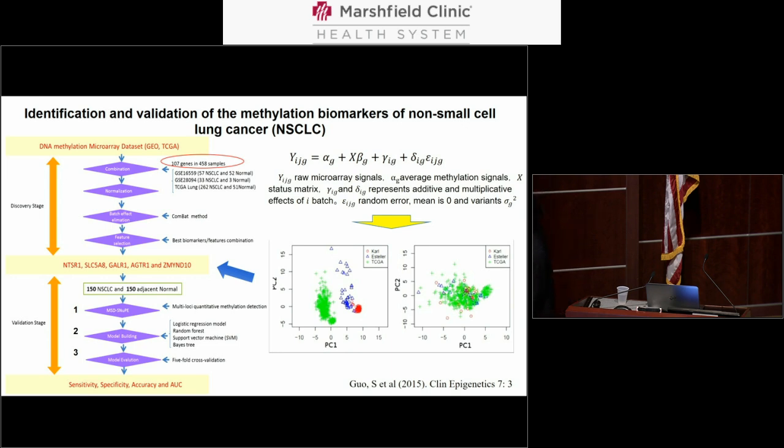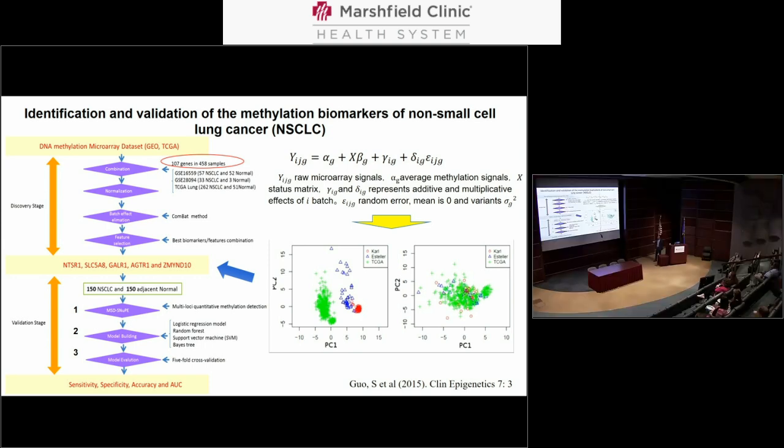So then I started a project: how about finding some lung cancer biomarkers by combining different studies? I searched 3 different studies, and each study had 70 or 30 or 100 samples. But add them together, and you get a very large sample. For example, in this project we have 458 different samples. At that time, this was the largest dataset used to identify lung cancer biomarkers.